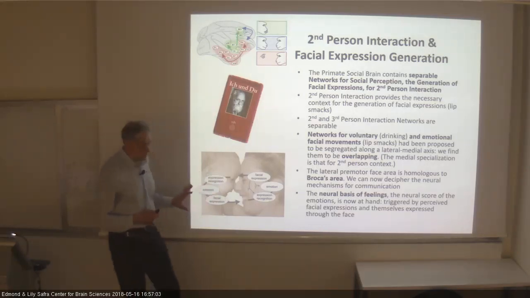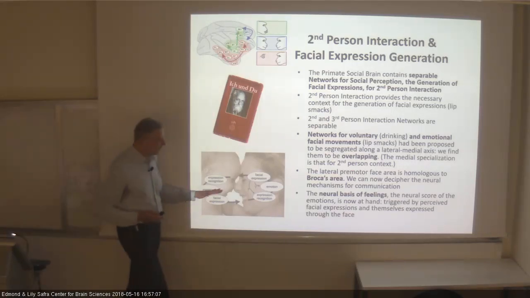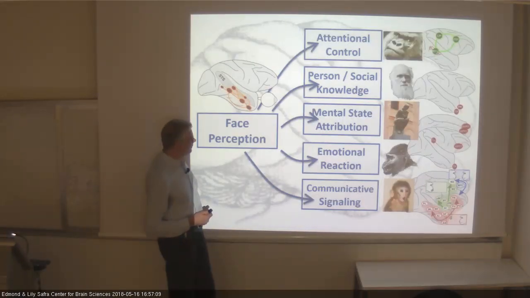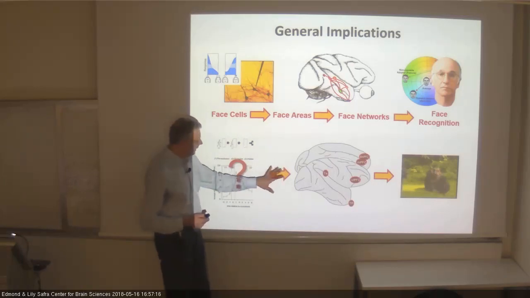And because of this reflex between the perception and the generation of facial movement, we also think we might have a chance to understand the neurobiology of feelings. So this is the pattern of the different networks in the macaque social brain. The biggest point right now, I have only shown fMRI to you.